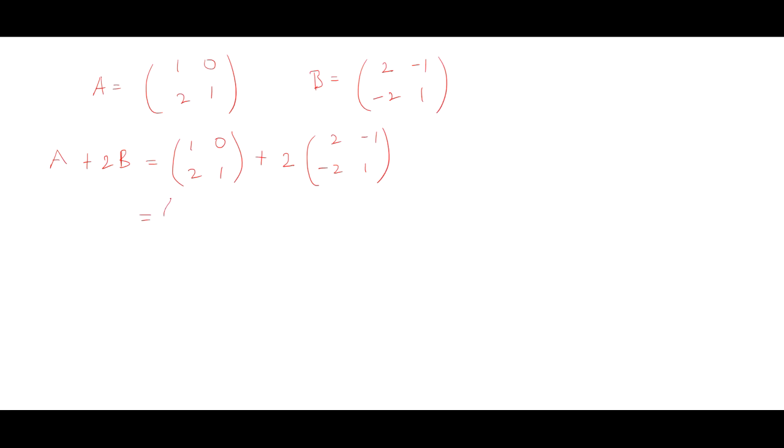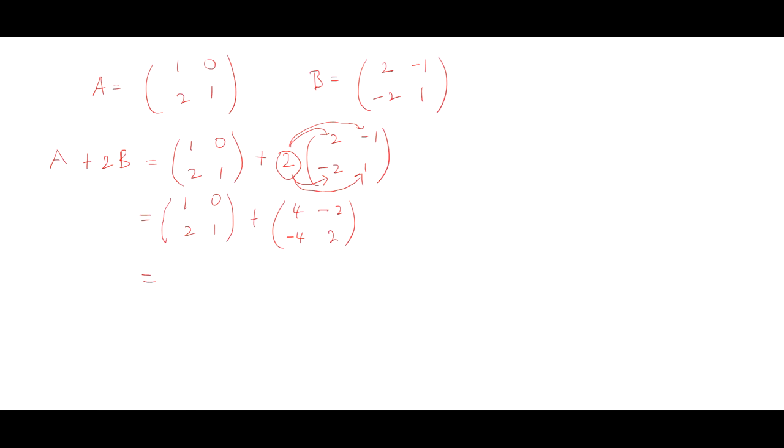Right? So I can't do anything with A as yet. So 1, 0, 2, 1, I'm going to leave it as is. Plus, we're going to multiply 2 by B. So again, we have to say 2 by 2, which will give me 4. Then 2 by minus 1 will give me minus 2. 2 by minus 2 will give me minus 4. And then 2 by 1 will give me 2.